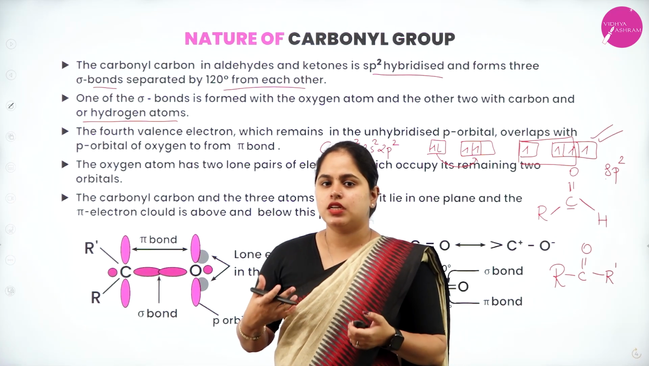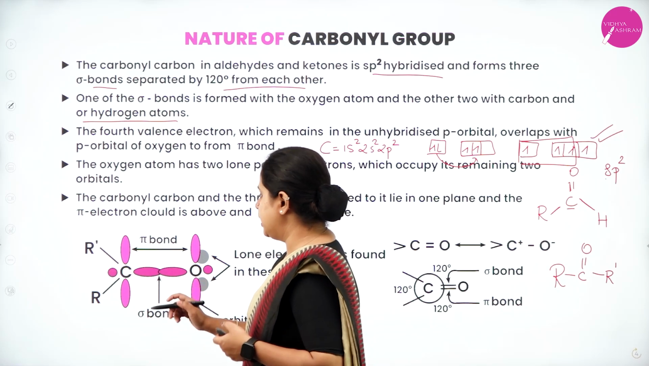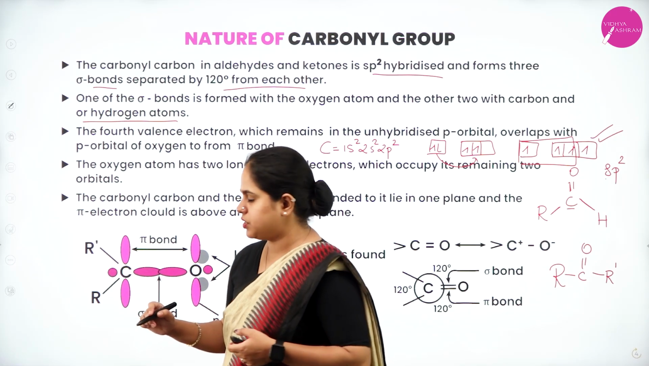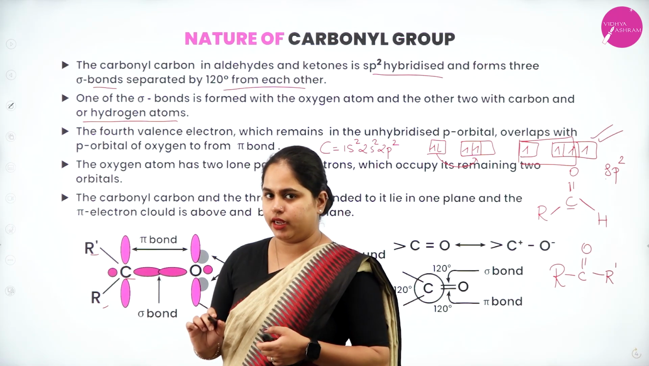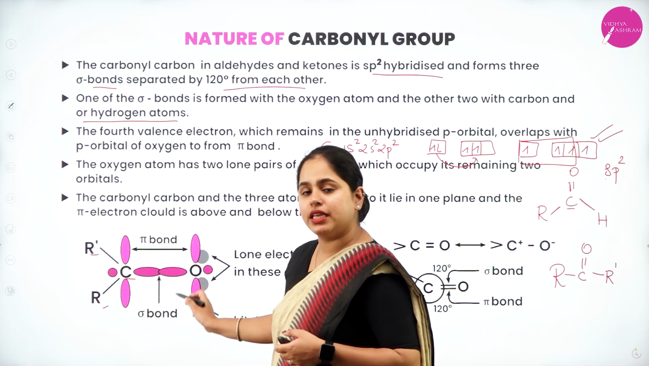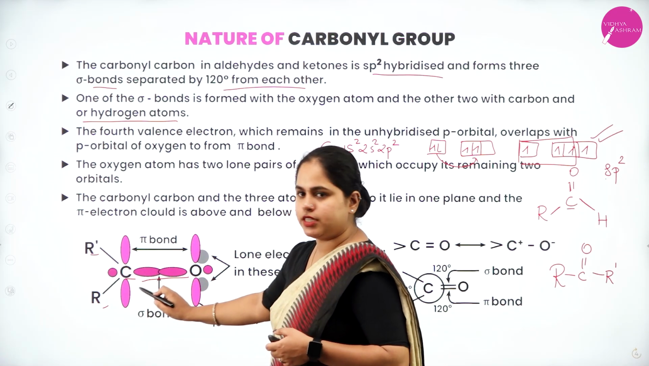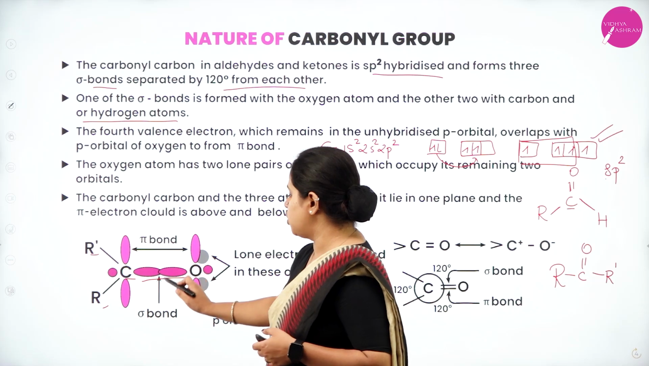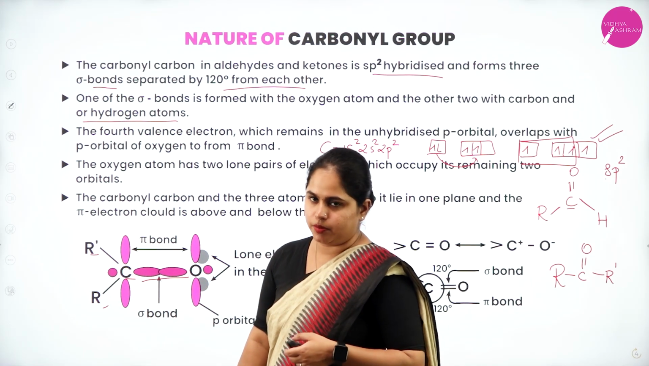So let us discuss the structure and the nature of the carbonyl compound, right? So as you can see here, this is a ketone which is represented here. You have the carbon and on either side you are having alkyl or aryl group. So here you can see carbon atom is forming a sigma bond with the oxygen atom, which is shown here. One hybridized orbital of carbon and one hybridized orbital of oxygen is overlapping with each other and forming a sigma bond here, right?